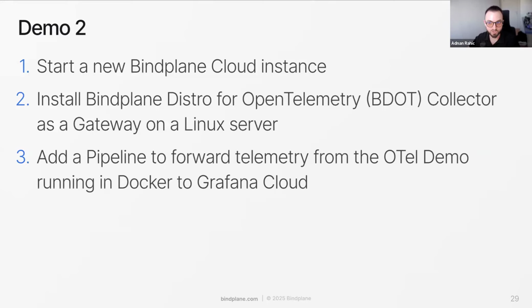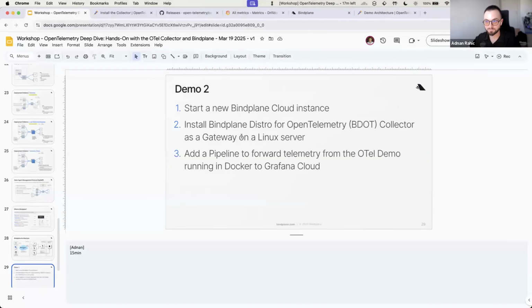So we'll first start with a new Bindplane Cloud instance. We'll install the Bindplane distro for OpenTelemetry Collector. We'll use it as a gateway on the same Linux VM that I was showing a moment ago. And then we'll also create a pipeline to forward telemetry from an OpenTelemetry demo instance running in Docker to our Grafana Cloud that I was showing a moment ago as well. So let me go ahead and just close this one up.